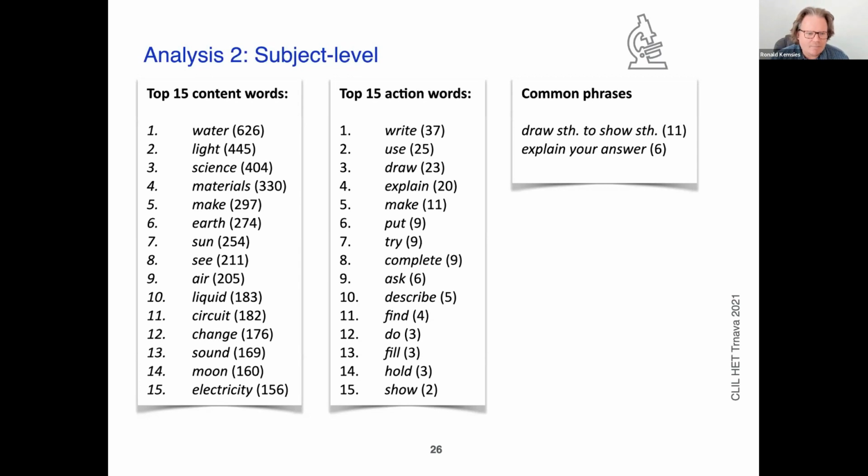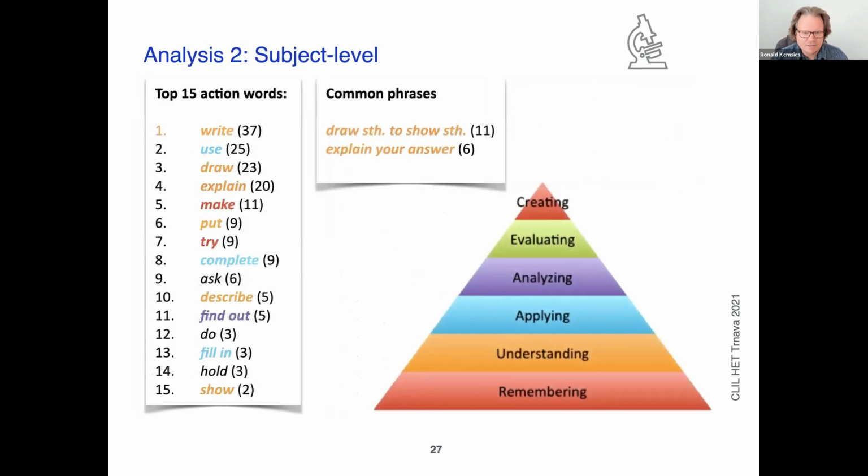So we have just listed the 15 most frequent words here. Obviously, the list is much, much longer, but just to give you a sense of the kinds of words you would find, as far as the subject physics is concerned. And when you have a look at the content words, it's probably not surprising that content words such as water, light, science, materials, and so on are concepts that occur quite often in relation to physics, and this is why they're also high up in the ranking here.